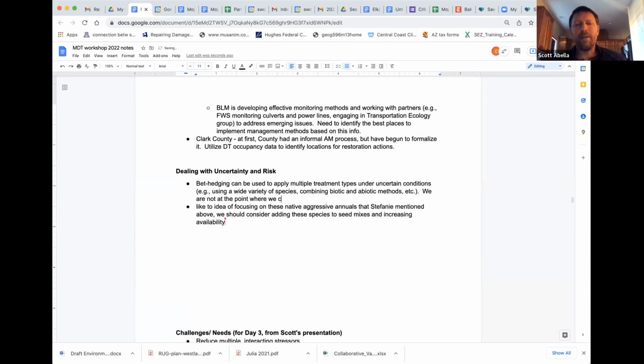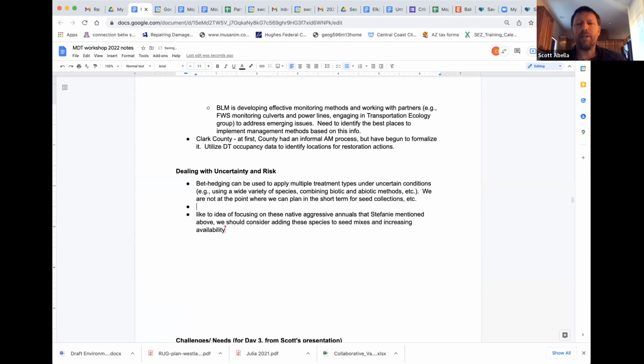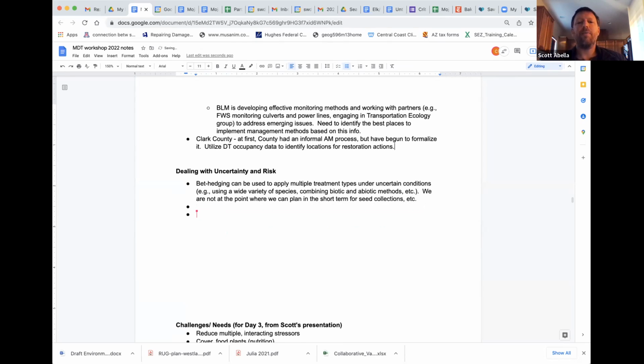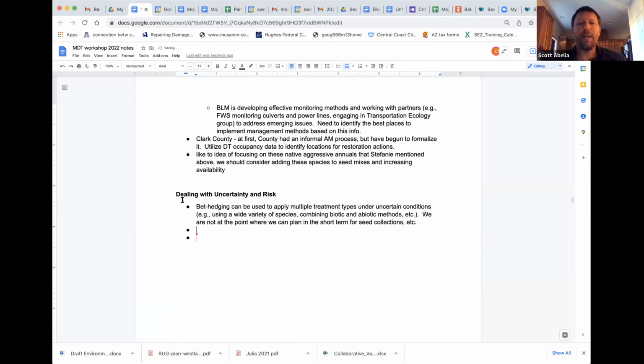But just as a prelude, with those examples, just curious if any of the panelists have examples to share for creative ways in which you or your organizations have dealt with this uncertain environment and tried to minimize risk when applying desert tortoise habitat management actions.